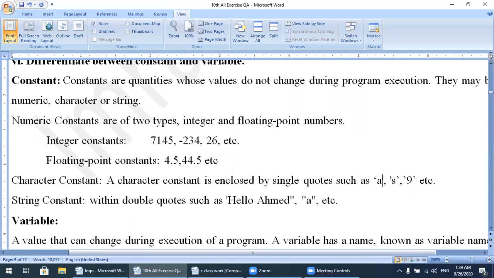Next one is string constant. A string constant is always enclosed within double inverted commas. Watch over here, the word "hello Ahmed" is written, and this word is written in double inverted commas, so this one is known as a string. Watch over here, a single character A is written within double inverted commas, so this one is also called a string constant.